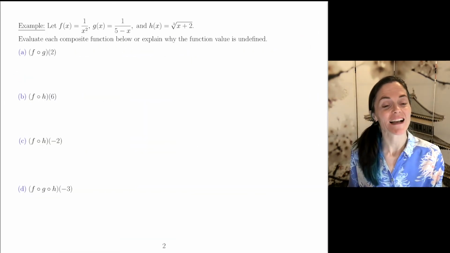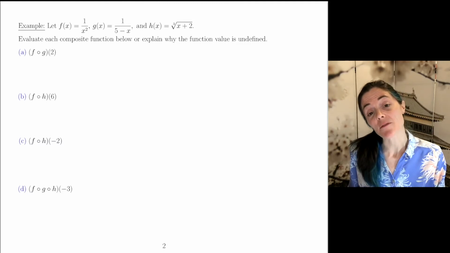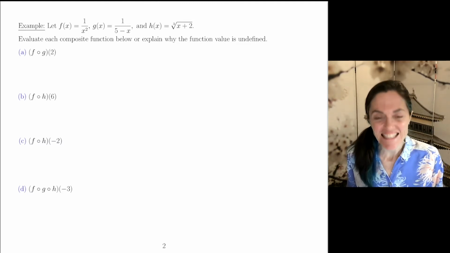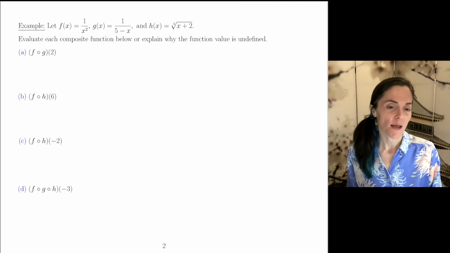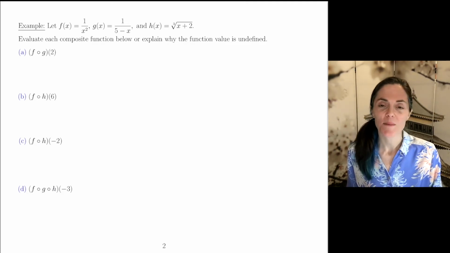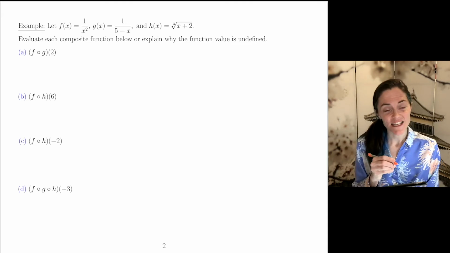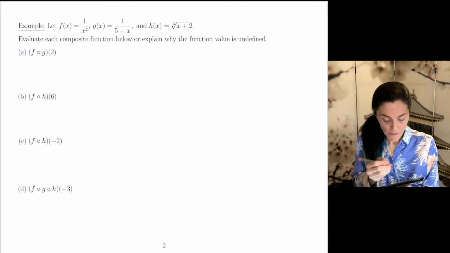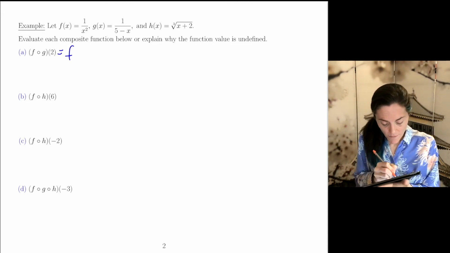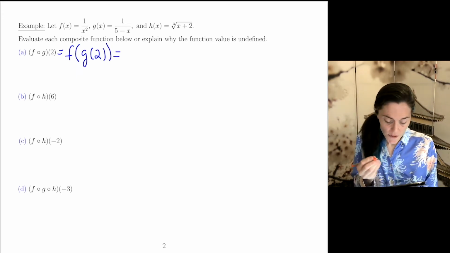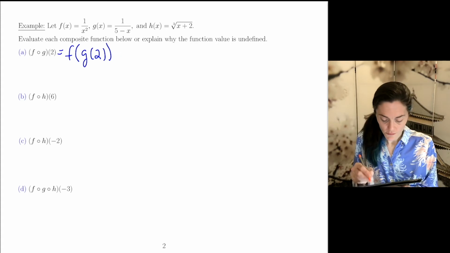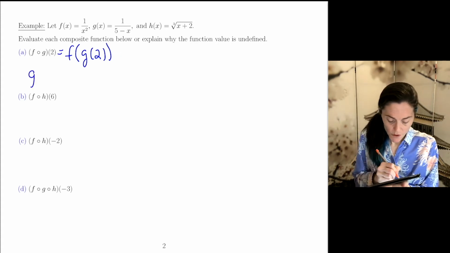Now, let's practice some more. So here I have three functions, f, g, and h. And I'm going to be evaluating some composite functions at different numbers and/or explain why it's not defined. Let's get started. Well, here, what we want is f of g of 2. So the first thing I need is g of 2. Maybe I will calculate this first over here.